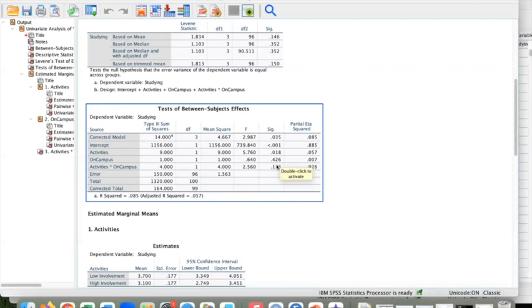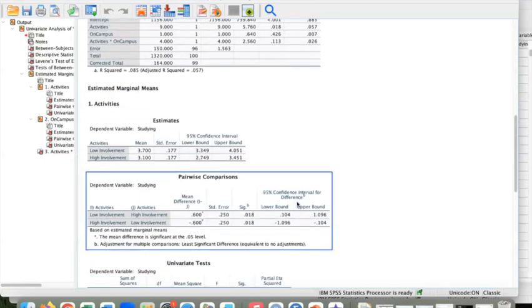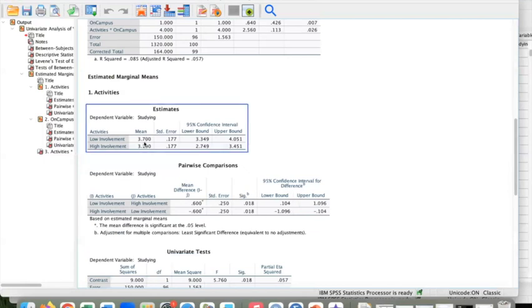So we can see quickly that the only significant difference is between those who are highly involved in activities or less involved in activities. Then we can go down to the estimated marginal means and look at the difference. So we can see that those who were less involved, had low involvement, studied for more hours than those who were highly involved in activities.